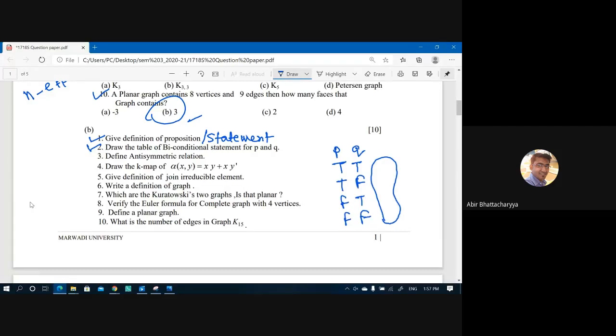And moving forward, the next question is number 7. Which are the Kuratowski's two graphs? Are they planar? You have to write down the Kuratowski's graphs and whether they are planar or not. Write down on the chat box the Kuratowski's two graphs. What is the notation of the Kuratowski's two graphs, and are they planar or not? All of you write down the answer.